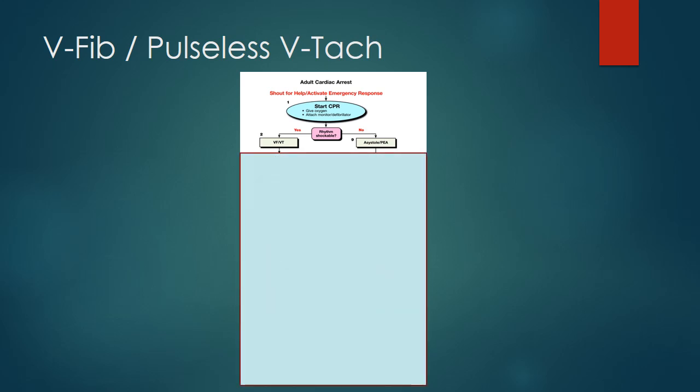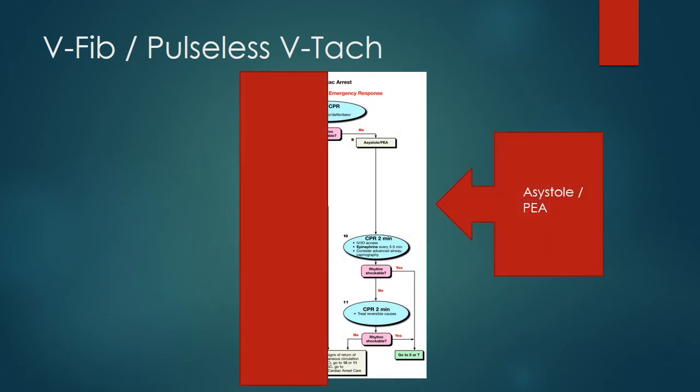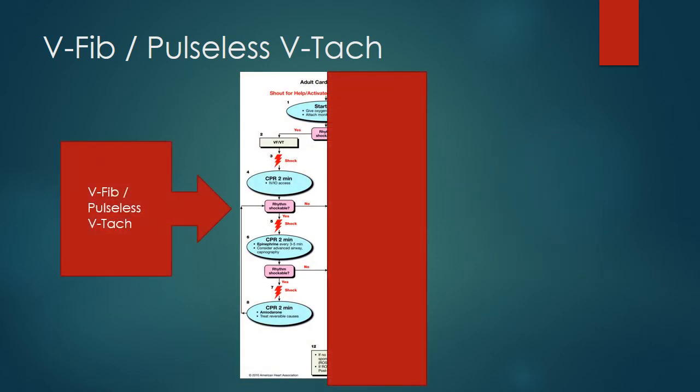We start off by performing CPR and putting on a cardiac monitor. From there we check the rhythm. If we have a shockable rhythm, we have V-Fib Pulseless V-Tach. No shockable rhythm, we have asystole or PEA. You will see that the algorithm on the left-hand side is for V-Fib Pulseless V-Tach, whereas the right side of the algorithm is for asystole and PEA. For this video, we're going to be using the left side of the algorithm, the V-Fib Pulseless V-Tach.